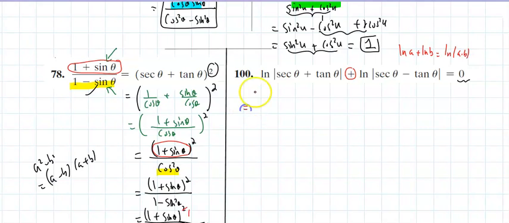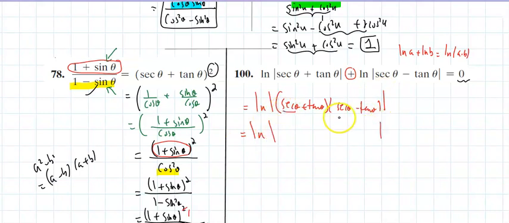So wouldn't this be natural log of absolute value of secant of theta plus tan of theta times secant of theta minus tan of theta? And if I look at those a bit closer, I notice that those are the same thing with opposite signs. Those are called conjugates. So I'm going to get the first squared minus the second squared.